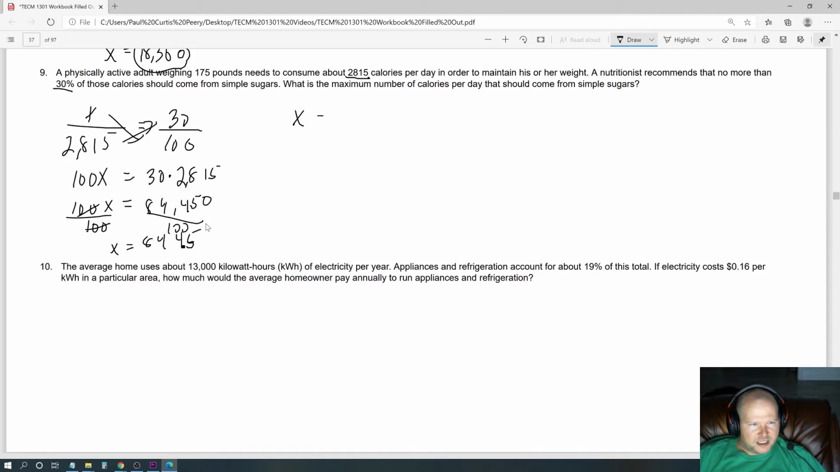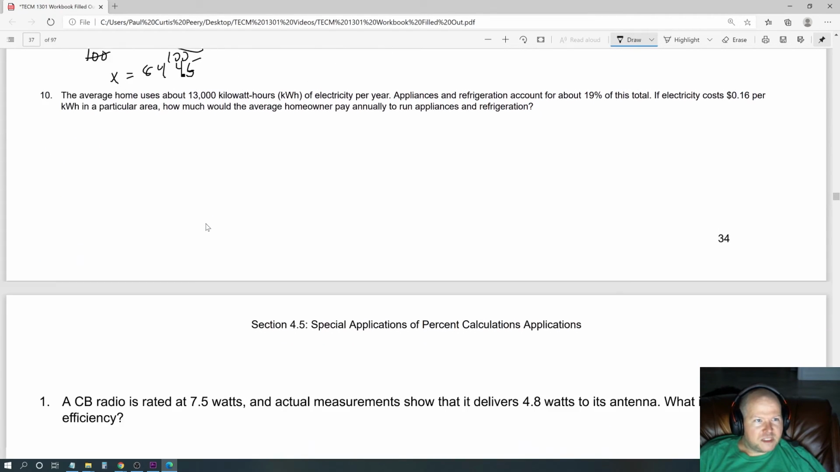Let me rewrite that. I realize that's a little messy. 844.5. So 844.5 calories. We probably want to round that to 845. If you round to the nearest whole place, we look to the right, we have a 5, so we round 4 up to a 5, so approximately 845 calories. Let's try the next one.